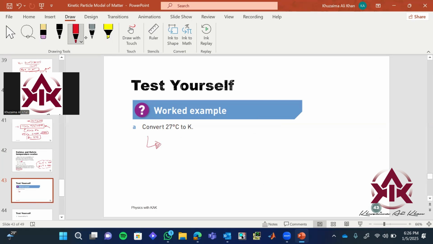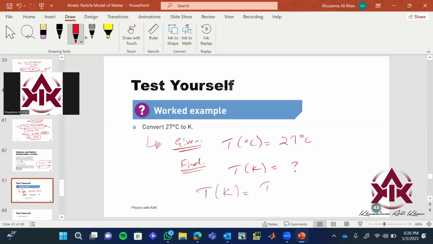Okay. So now what is given to you over here? You're given the temperature in degrees Celsius, right? That is 27 degrees Celsius. You want to find what? You want to find the temperature, this value in Kelvin, right? Okay. So you have a relation that is as follows. The temperature in Kelvin equals the temperature in Celsius plus 273, right? Plus 273. So just put in the values and get your answer.